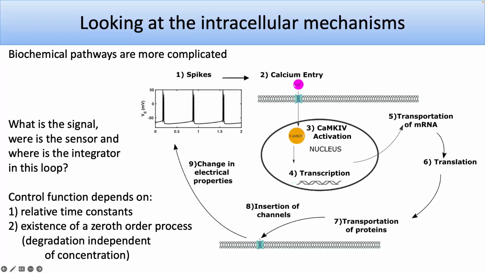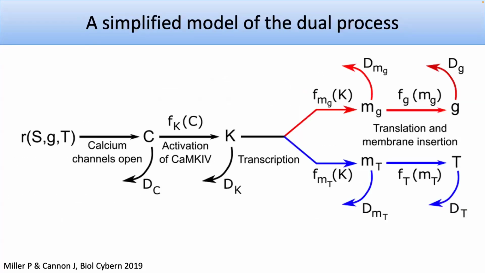There's transcription, there's a change in the amount of mRNA. And when you have different amounts of mRNA, you have different amounts of protein. Those proteins are then transported and inserted into the cell membrane. When you've got new proteins in the cell membrane, these are channels that can let ions in and out more easily, so you've got a change in the electrical properties. Or these could be synaptic proteins that make the connection stronger or weaker. So this whole process can happen, and there are different ways of looking at it.